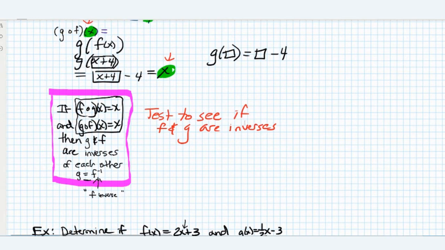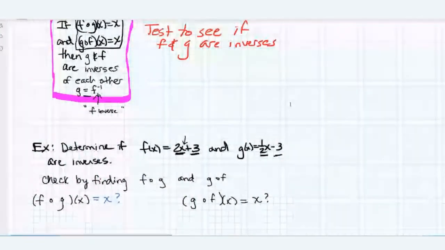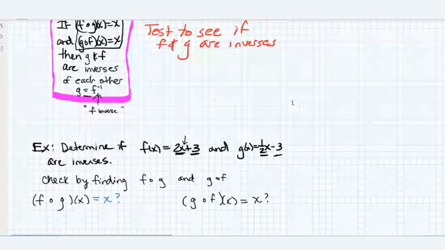Because it is possible for two functions to coincidentally have this characteristic at a particular value, but not have it at all values. So by using x, we see that it works for any number. Okay, so now we're going to apply this idea.